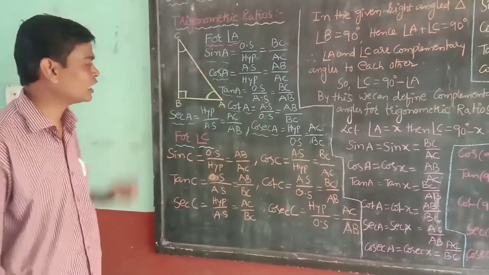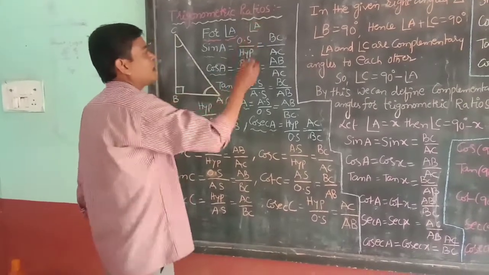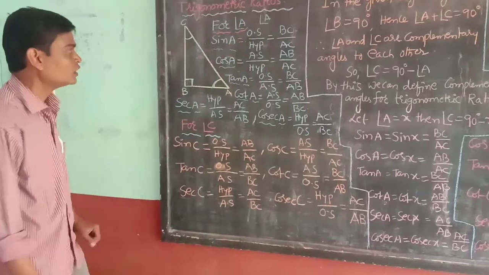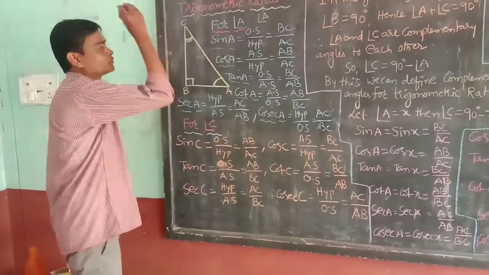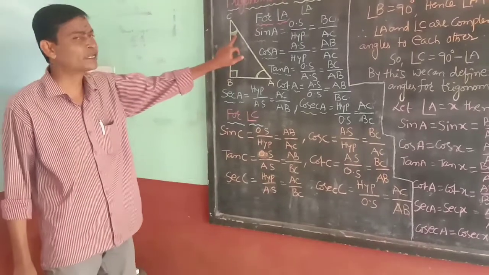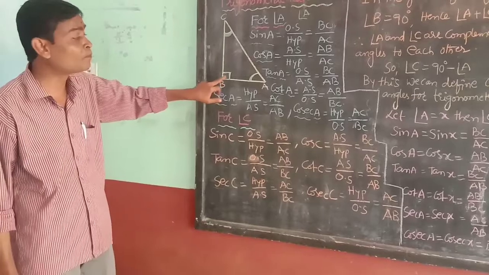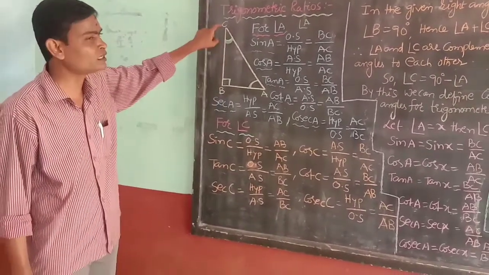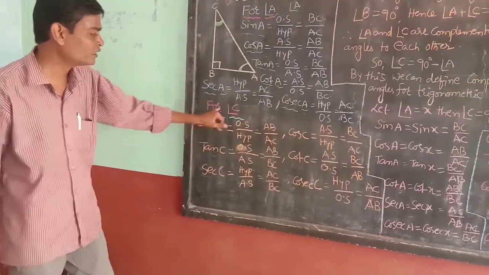So these all are for angle A. All the six trigonometric ratios we have defined for the angle A. Now, if we consider the angle C, here I am considering angle C. At that time, what happens? The AB becomes the opposite side for angle C, and the BC becomes the adjacent side for angle C. In the same way, again we are defining here for angle C.